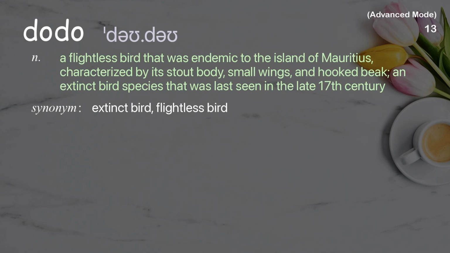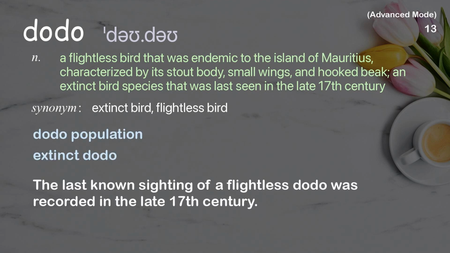Dodo. A flightless bird that was endemic to the island of Mauritius, characterized by its stout body, small wings, and hooked beak, an extinct bird species that was last seen in the late 17th century. Examples: Dodo population, extinct dodo. The last known sighting of a flightless dodo was recorded in the late 17th century.